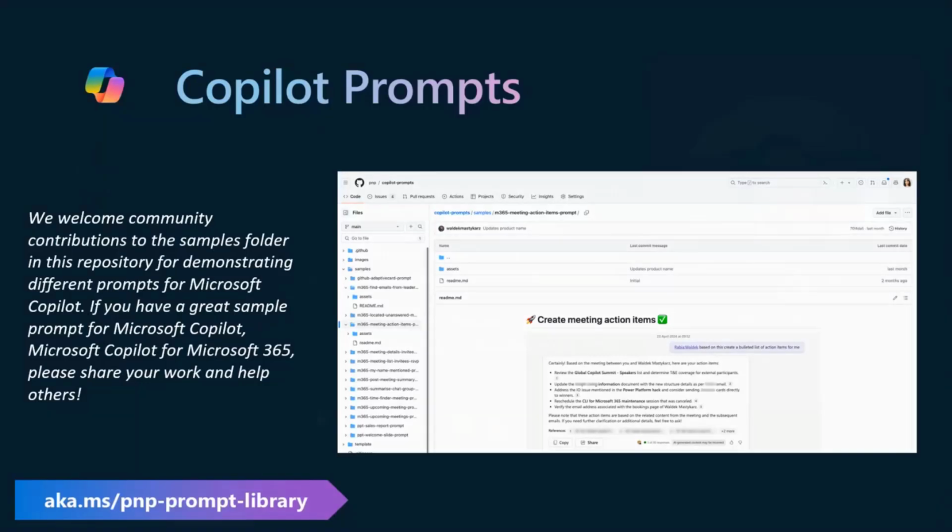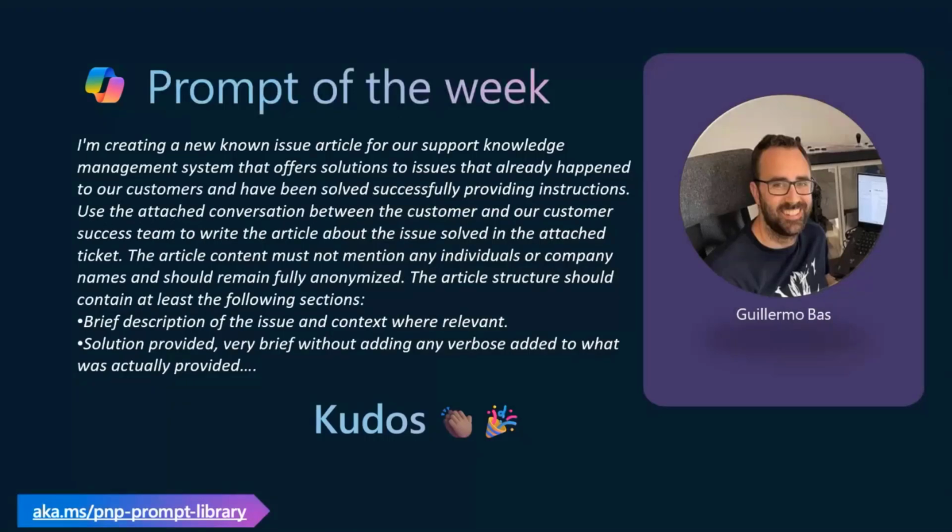And with that, we've got our Prompt of the Week by Guillermo. It's on creating a new known issue for a support knowledge system based on a conversation that's already happened between a team member and the customer, and it asks to obfuscate and redact any personal information, but include all the relevant information. So not going to read this. You can check it out on your own, but it is very, very cool. Thank you, Guillermo. Great job. Again, super easy to contribute to this, everybody. And if you're not sure about GitHub, that's where it's done. Join the Sharing is Caring session.